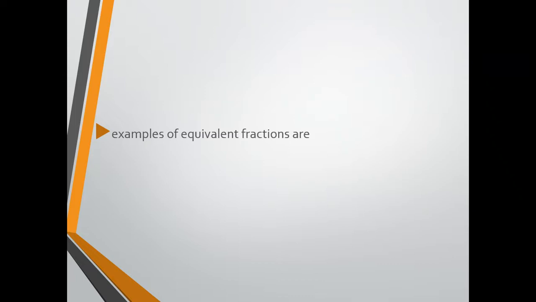So now let's see some examples of equivalent fractions. Let's see how it is. 1 over 2, 2 over 4, 3 over 6, 4 over 8, 5 over 10. Now how do we get to see that? 1 times 1 gives you 1, 2 times 1 gives you 2. 1 times 2 gives you 2, 2 times 2 gives you 4. 1 times 3 gives you 3, 2 times 3 gives you 6. Then you continue like that. When you multiply with the same number up and down, we call it equivalent fractions.